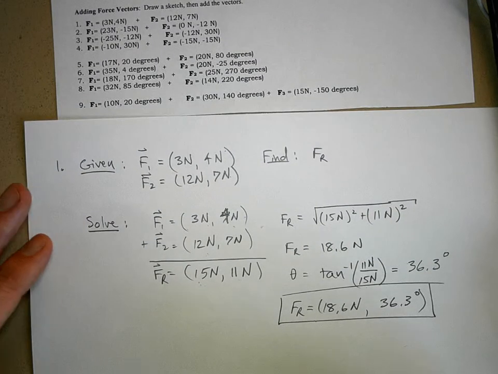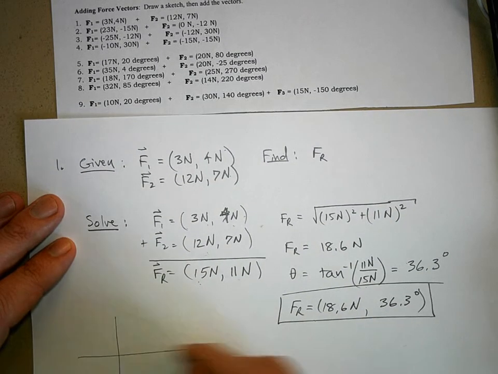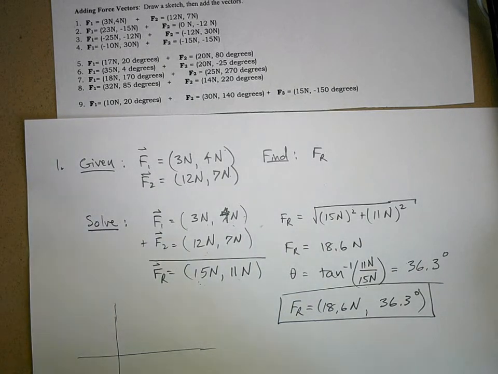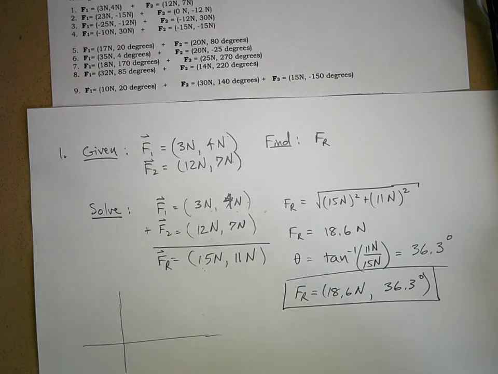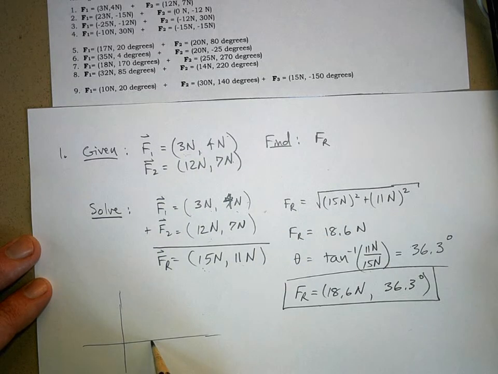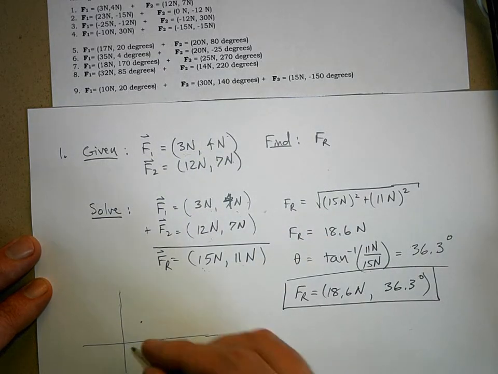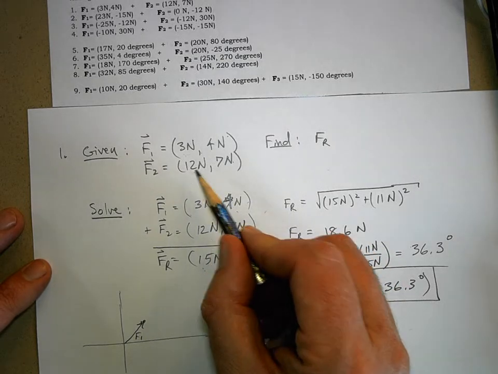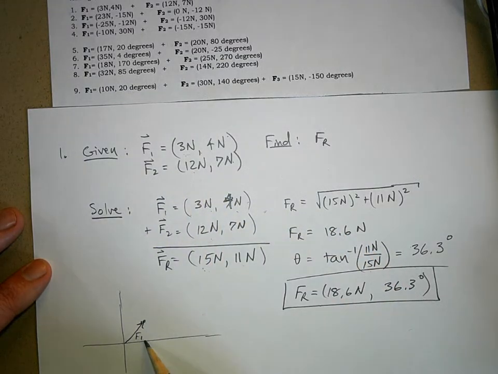Now, I would like to draw a sketch just to make sure that this makes sense, that I didn't make a calculator mistake, that I didn't leave my calculator in radians accidentally. So how do I do that? So watch F1. I go over 3 and up 4. I'm going to make that F1. And then F2 starts where F1 ended up, right? When I add vectors, I'm hooking them up head to tail.